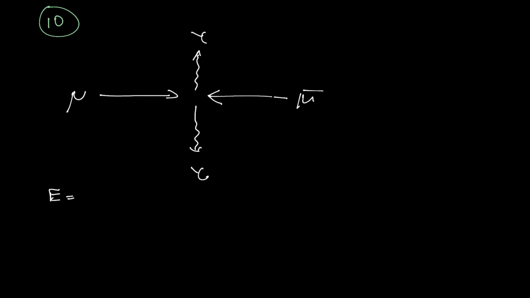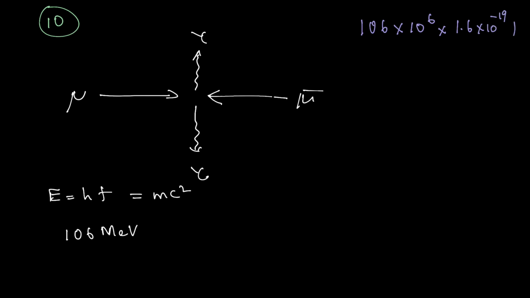So E equals hf, and that is equal to mc squared. But the energy, the mc squared, is actually 106 mega electron volts. So we can say 106 times 10 to the power 6 times 1.6 times 10 to the power minus 19 joules. And when we multiply that together, we get 106 times 1.6 times 10 to the power minus 13. So that's the energy we got in joules.